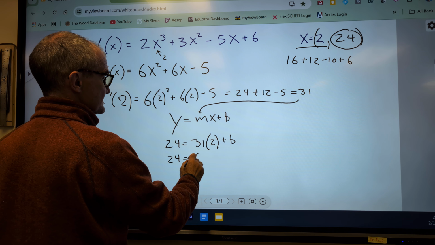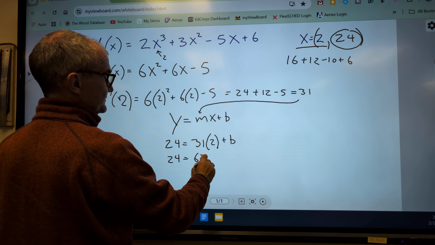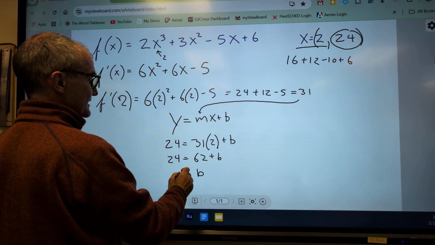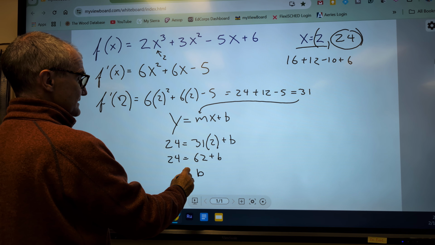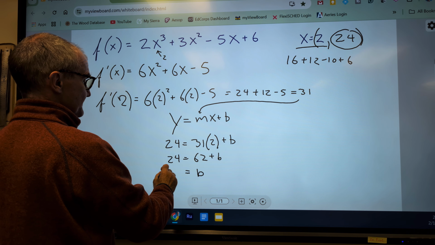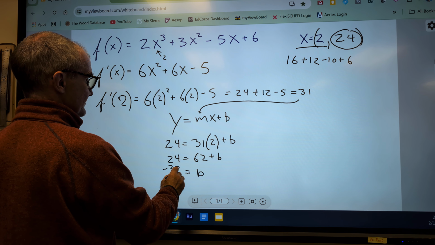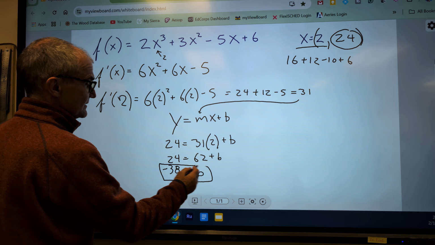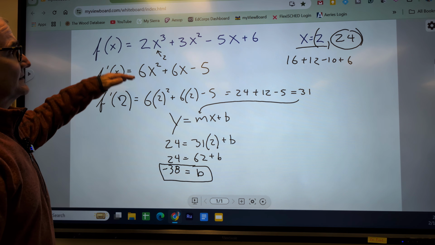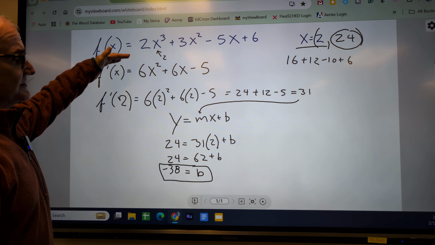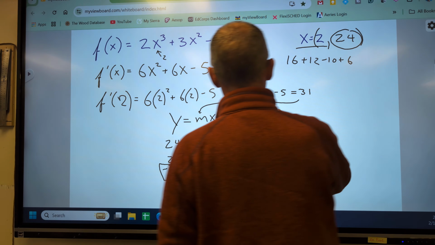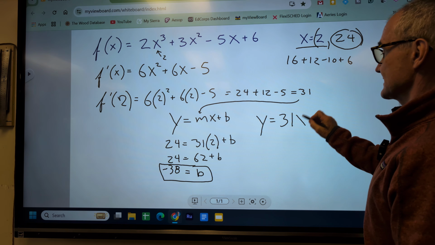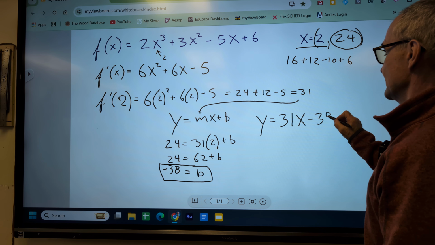24 is equal to 62 plus b. Subtract 62 from both sides to get negative 38. So I have a value for m, a value for b. A line tangent to this graph at 2 is going to be y equals mx plus b, where the slope is 31, x plus b, negative 38.